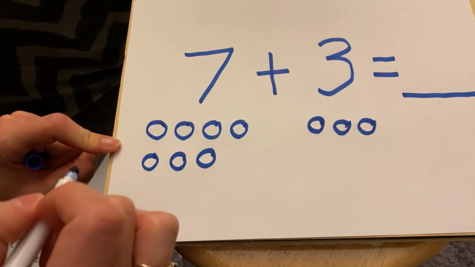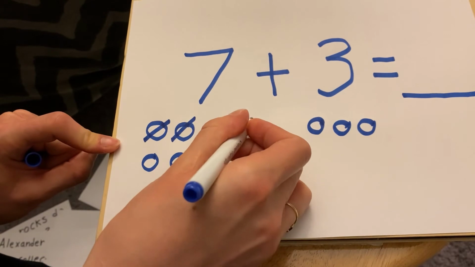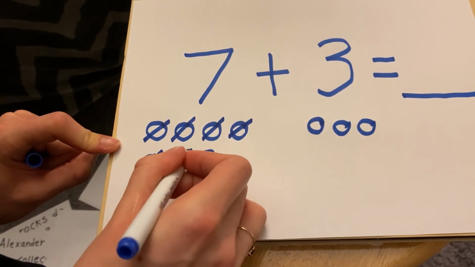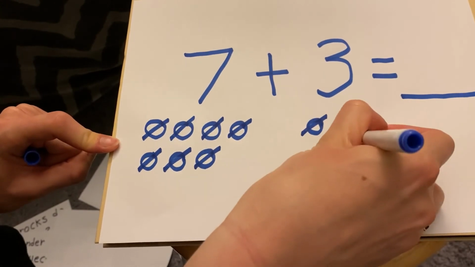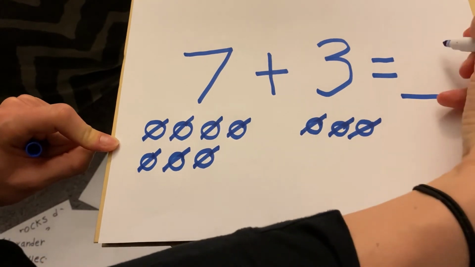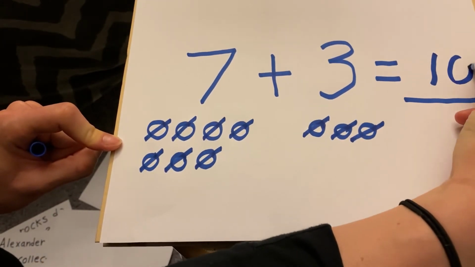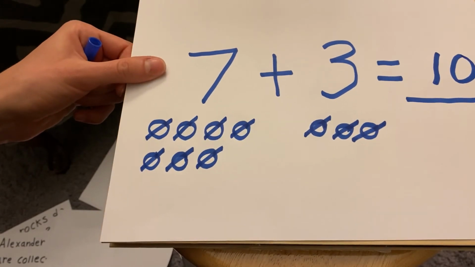Let's cross off to count how many there are all together. 1, 2, 3, 4, 5, 6, 7, 8, 9, 10. 7 plus 3 equals 10. So there are 10 rocks altogether.